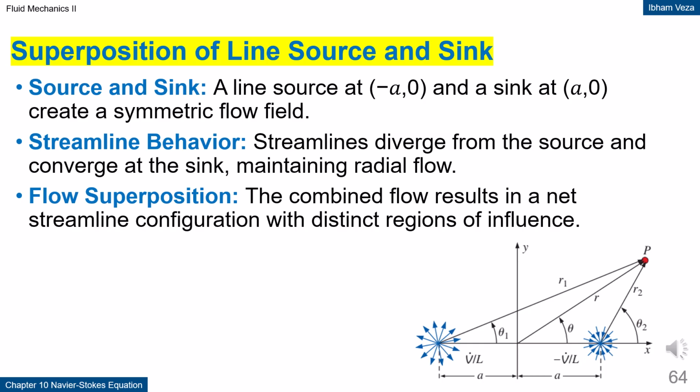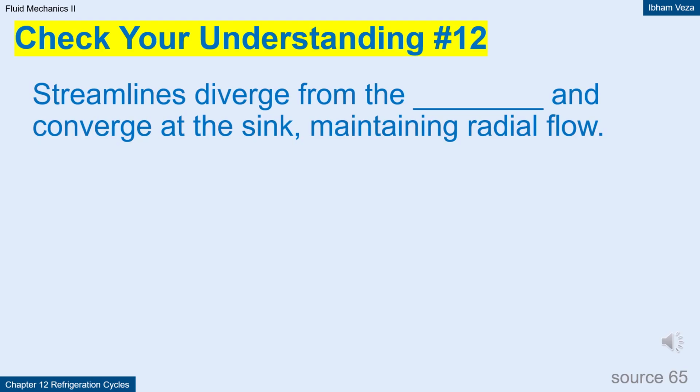By the superposition principle, the total velocity field is obtained by adding the two fields. This configuration is often used as a basis for building more complex flow models. Check your understanding number 12. Streamlines diverge from the source and converge at the sink, maintaining radial flow.